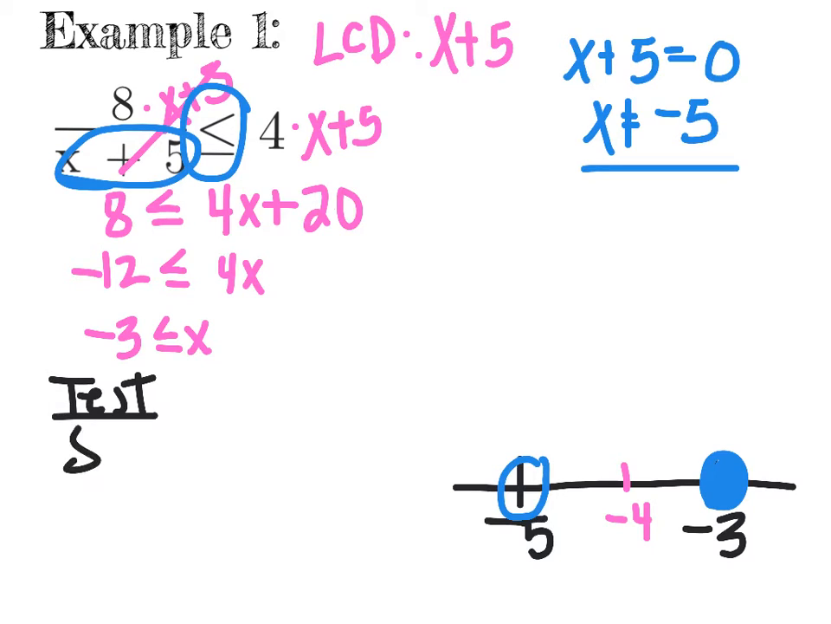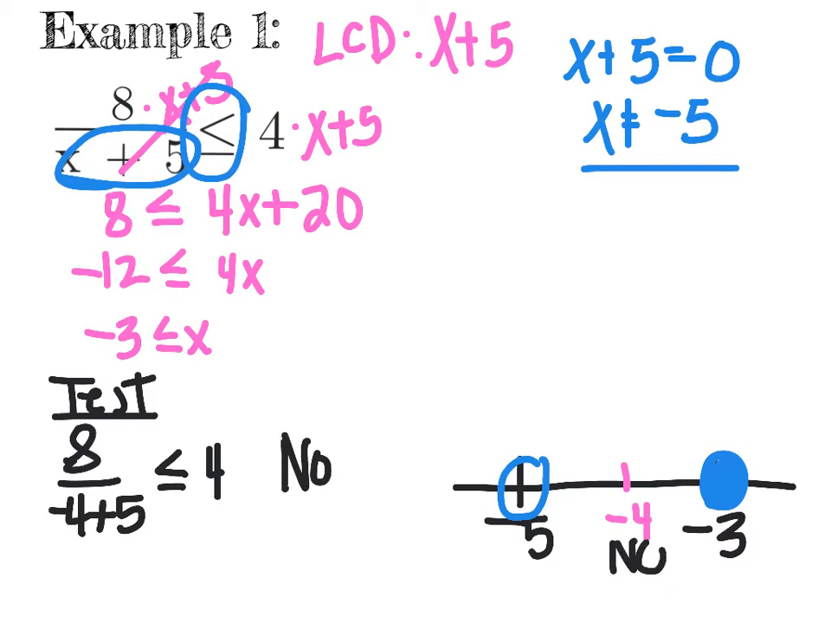So if I test negative 4 in our inequality, it's 8 over negative 4 plus 5. Is this result less than or equal to 4? Well, 8 over negative 4 plus 5 is 8 over 1. And 8 is not less than or equal to 4. So this is no. So negative 4 does not work.